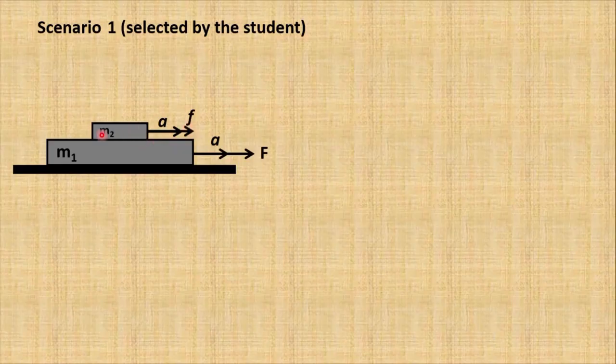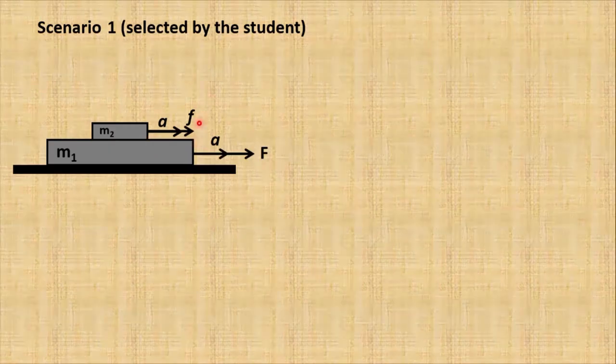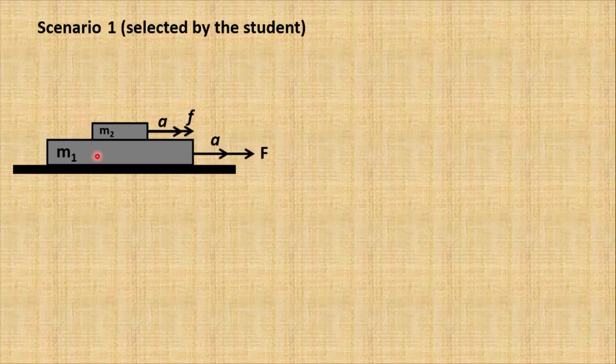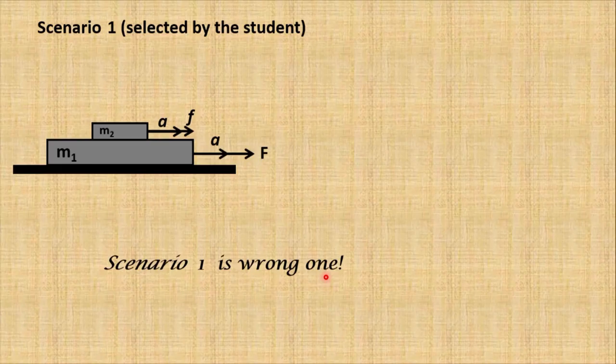The only source of horizontal force in such a problem is the force of friction between M1 and M2. Because in the formulation of the problem it is given that friction is absent, the surface is frictionless, there is no source of such force. That means that scenario 1 is not possible. It is a wrong one. So we can conclude that the mistake of the student was that he selected a wrong scenario.